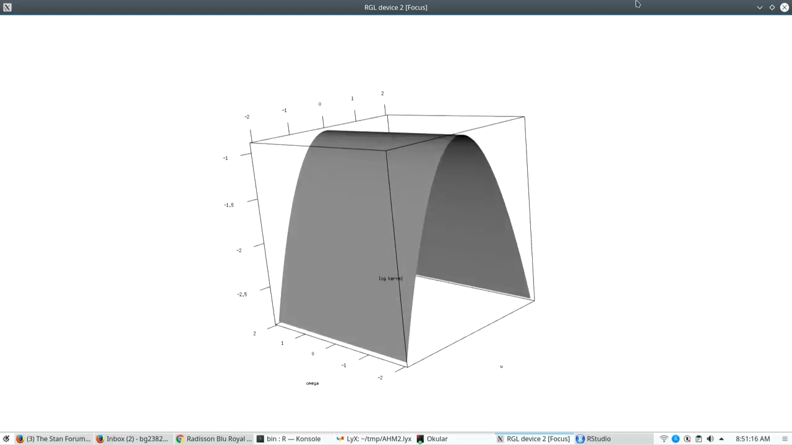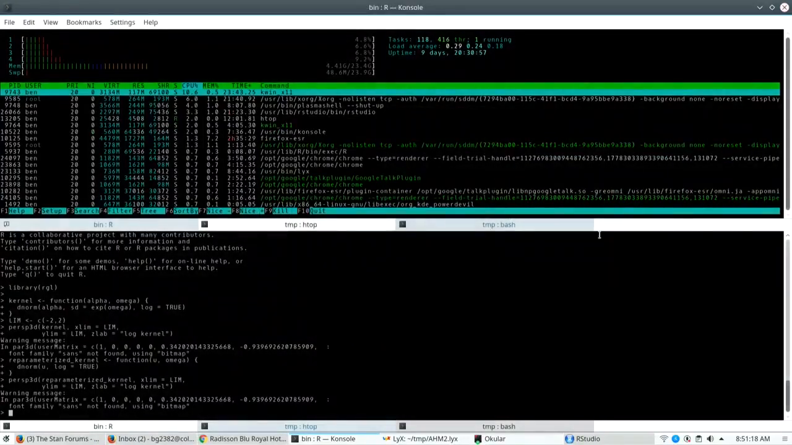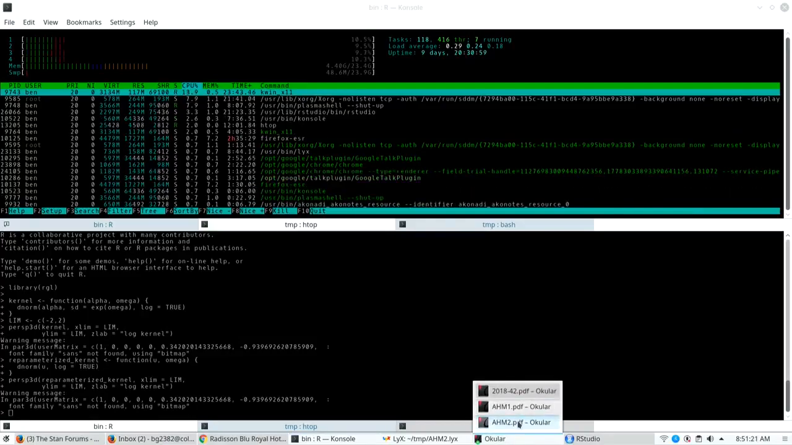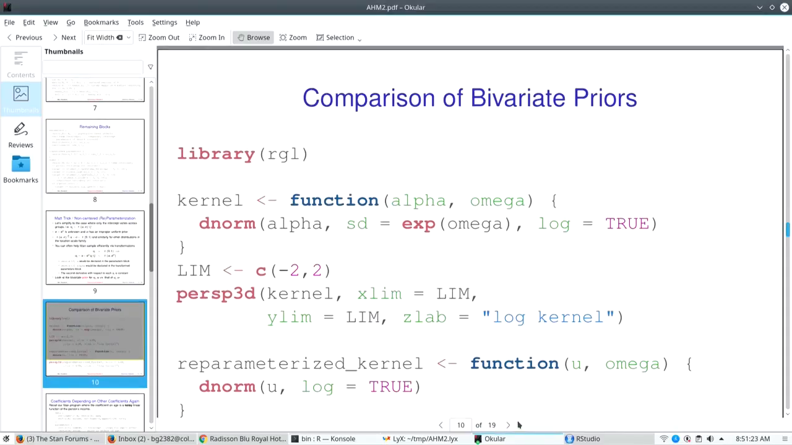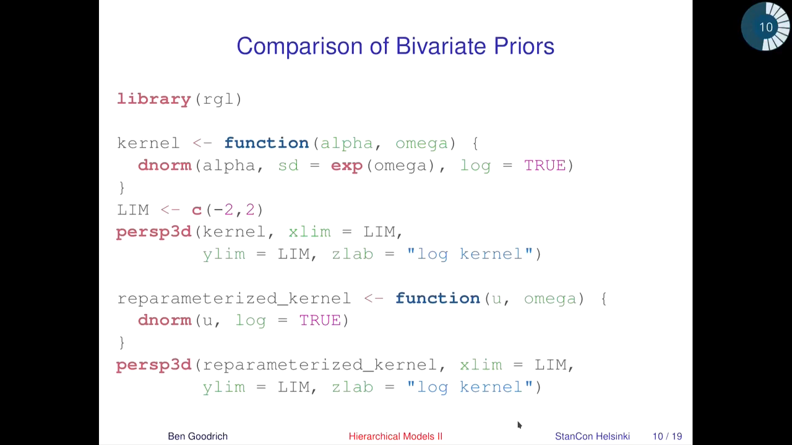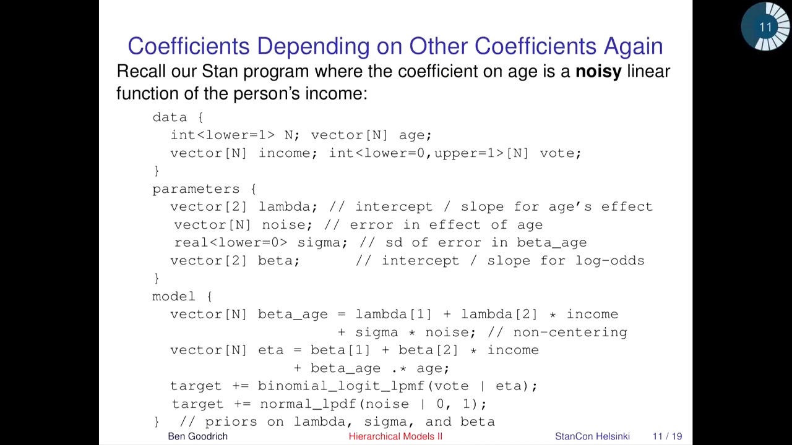So you can play around with the code for that to convince yourself that it is making a pretty big difference to the second derivatives, which is what's really relevant for the efficiency with Stan.